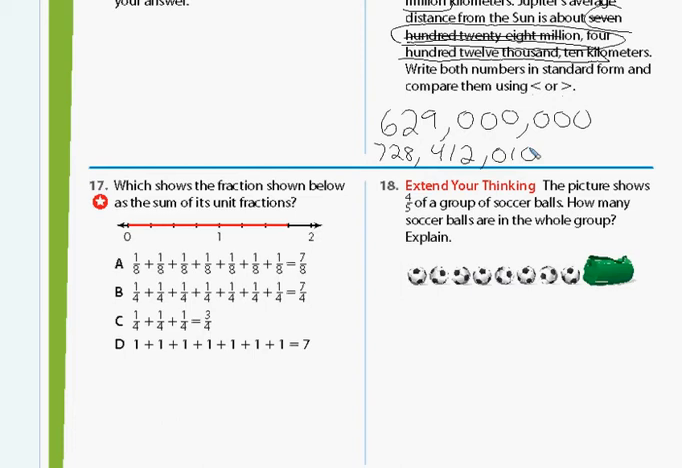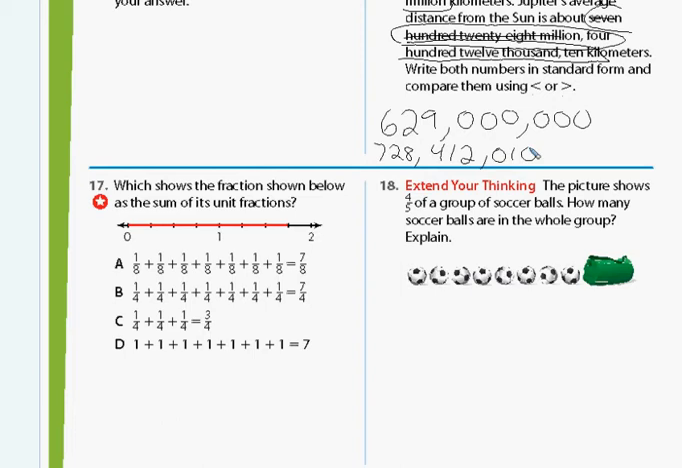728,412,010 kilometers? What do you think, Andrew? 728,412 kilometers. 412 what? I think you left a part. 412,000. Good. You may have said it. I may have just misunderstood.